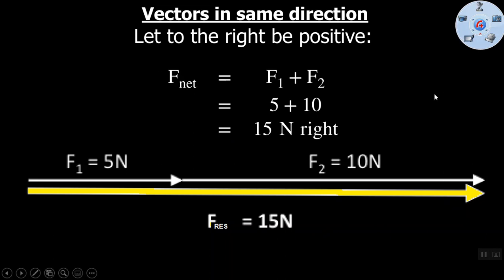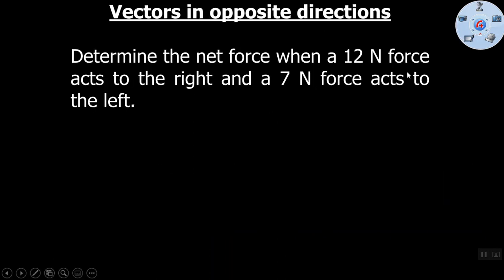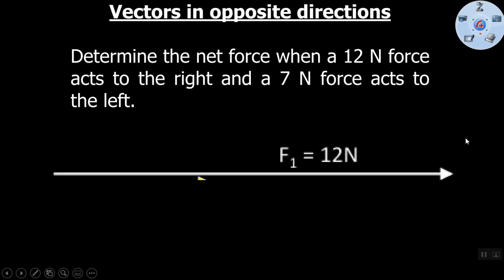Okay, now what does it look like if the vectors are in opposite direction? Okay, so if we've got, determine the resultant force or the net force when a 12 Newton force acts to the right and a 7 Newton force acts to the left. So what we do is we first draw the 12 Newton force to the right. Below that we draw the 7 Newton force to the left.